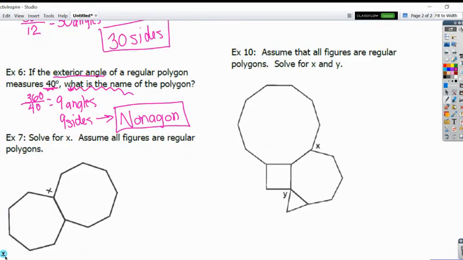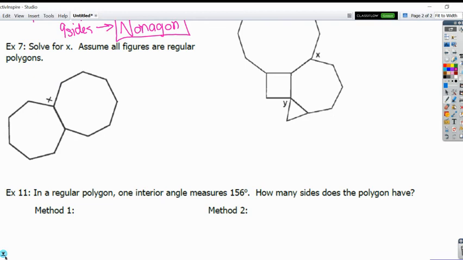Continue on down the page then to your example 7, and we're going to assume that we've got all regular figures shown in this diagram. So what I actually want to do is split this apart a little bit. To find that x, I'm going to divide it into 2 exterior angles. So I'm going to look on the left side here to find this exterior angle. I'll call it y.